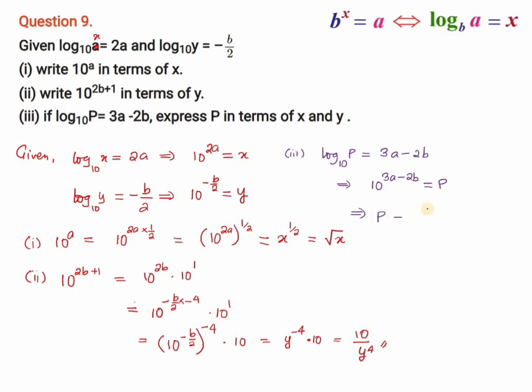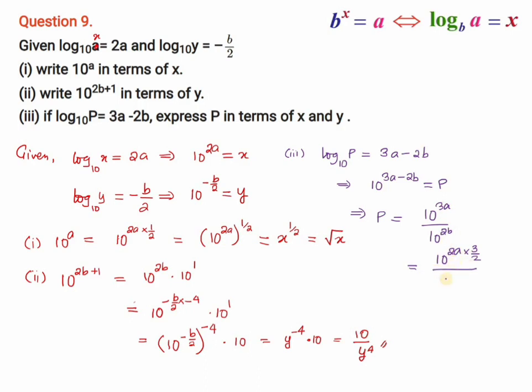So p is equal to 10 to the power 3a by 10 to the power 2b. Okay, so we have 10 to the power 3a, but I want 2a in order to introduce x. So again I'll do the small simplification here. So I'll write 2a. In order to get 3a, by what number should I multiply? I'll multiply by 3 by 2. So when you multiply by 3 by 2, only then you get 3a, isn't it? So this is a simple modification that I have done here.